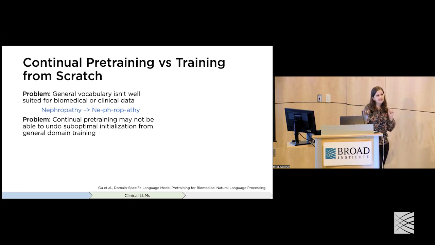As a result, these models are forced to divert parameterization and training bandwidth to model these terms using these fragmented subwords. It's certainly better than an unknown token, but it requires the model to do more work to model these. The second potential issue is that continual pre-training may not be able to undo suboptimal initialization from general domain pre-training. The idea is that maybe you get into some local minimum and it's hard to get out of that.